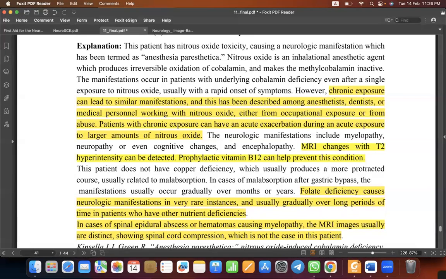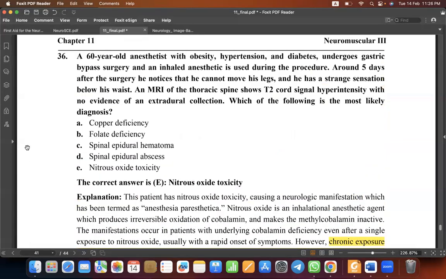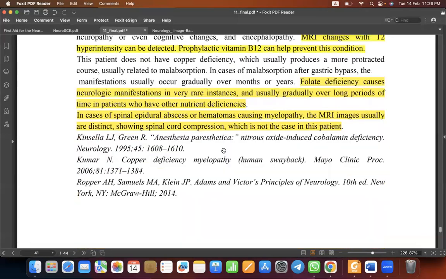Folate deficiency could cause neurological manifestation in a pretty rare instance. So folate deficiency could be another possibility, but it is very rare. You should remember, in case of epidural abscess and hematoma, the patient has spinal cord compression. In this condition, it is not present. As you can see, the MRI shows T2 hyperintensity. There is no extradural collection. So we can confidently exclude spinal epidural hematoma or epidural abscess.